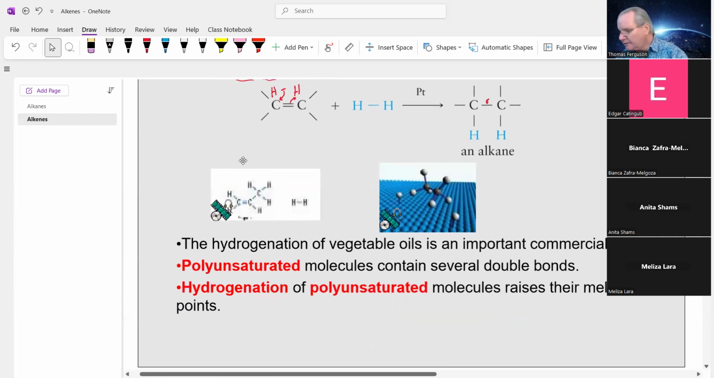This reaction is particularly important in the food industry. Actually in the pesticide industry as well. But typically vegetable oils, not typically, 99.9% of the time, vegetable oils are polyunsaturated or unsaturated, meaning it contains double bonds. When we hydrogenate that oil, we convert the double bonds to single bonds.